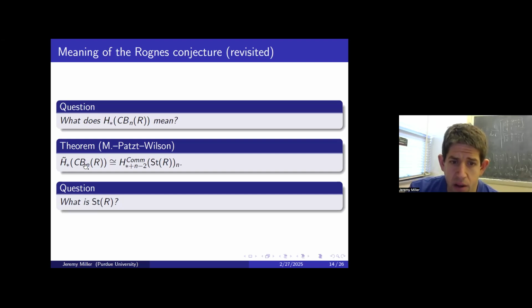The theorem I mentioned earlier says that the homology of this simplicial complex that shows up in K-theory is the commutative homology of a certain ring. This ring is built out of Steinberg modules, so I need to tell you what Steinberg modules are.